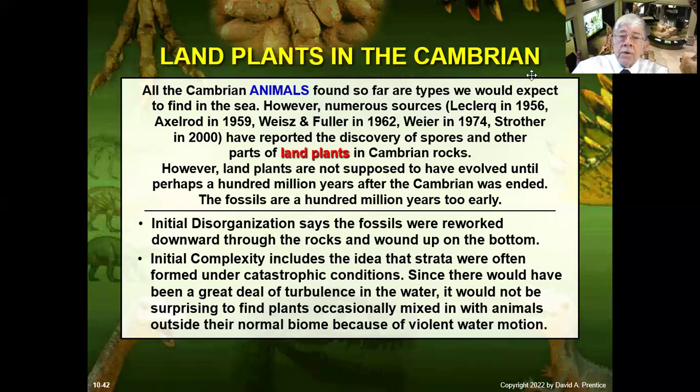Now, initial disorganization, evolution, says the fossils were somehow reworked downward through the rocks and wound up on the bottom. Creation, initial complexity, says strata were often formed under catastrophic conditions. There would have been a great deal of turbulence in the water, so it wouldn't be surprising to find plants occasionally mixed in with animals outside their normal biome because of the violent water action.